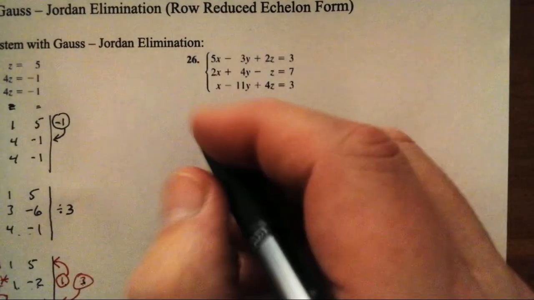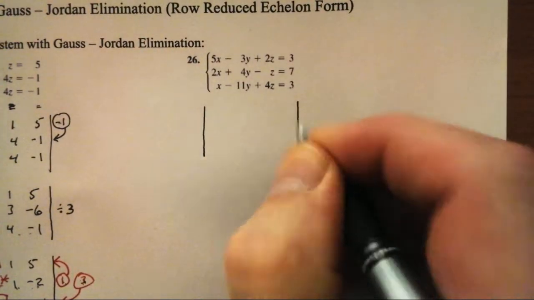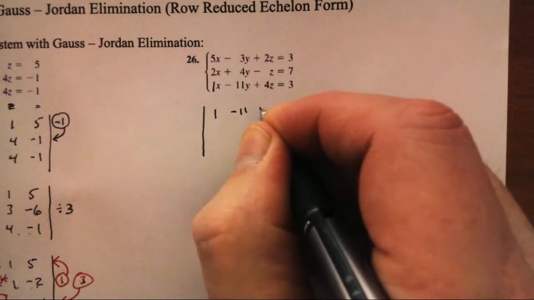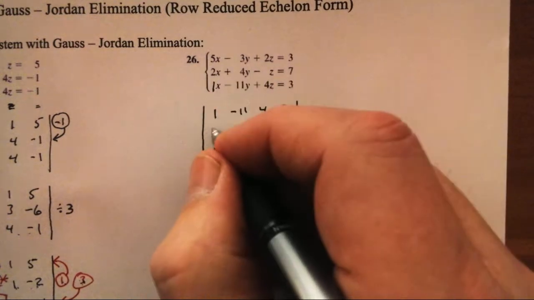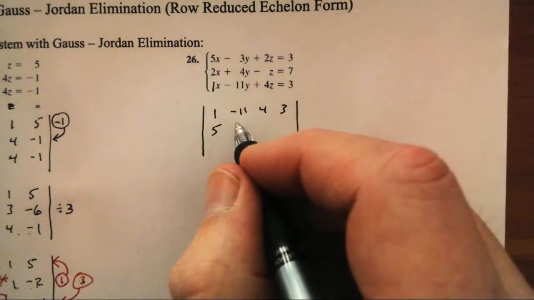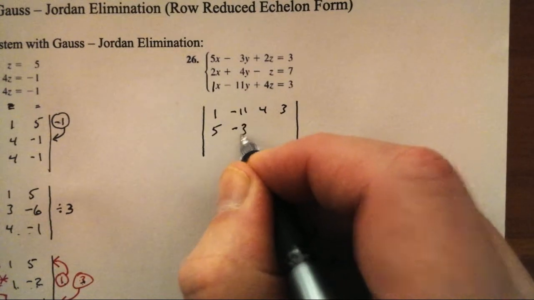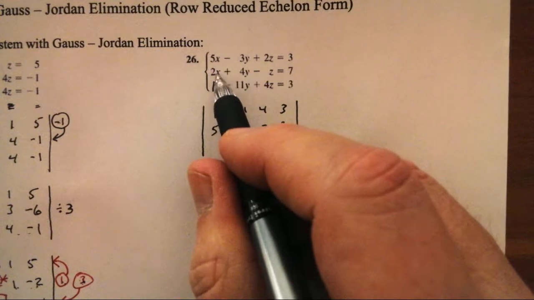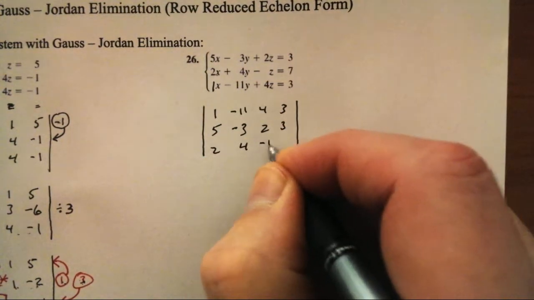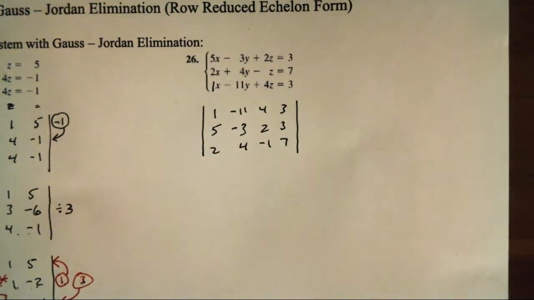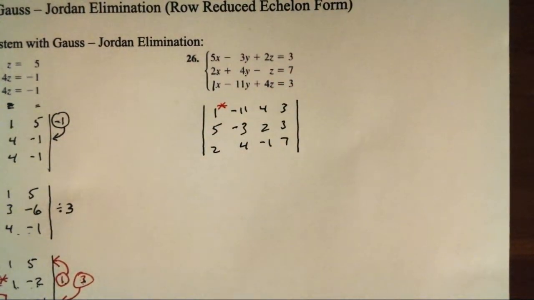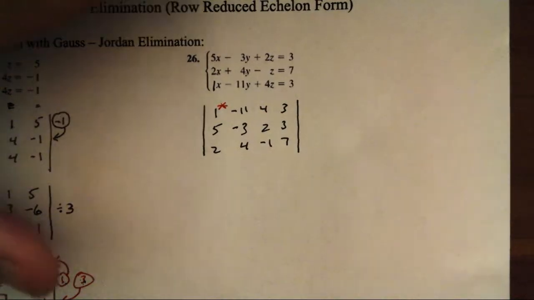Okay, let's go back and talk about special cases. Number 26. I'm going to put row 3 first because I like that 1 right there. So 1, negative 11, 4, 3. Now it doesn't really matter. You can always switch rows along the way if something convenient happens. We'll have some of those examples. 5, negative 3, 2, 3, and 2, 4, negative 1, 7. So it'd be a really good time, if you think you know what you're doing right now, to just pause and try to continue on this.